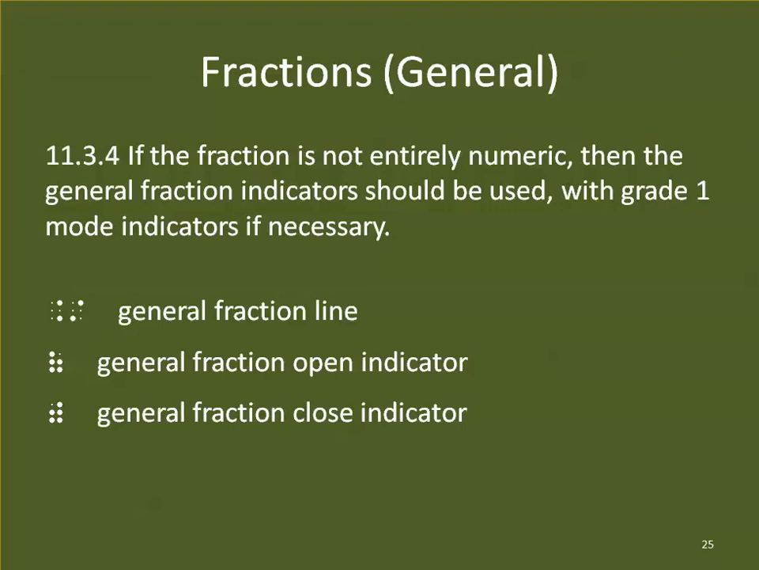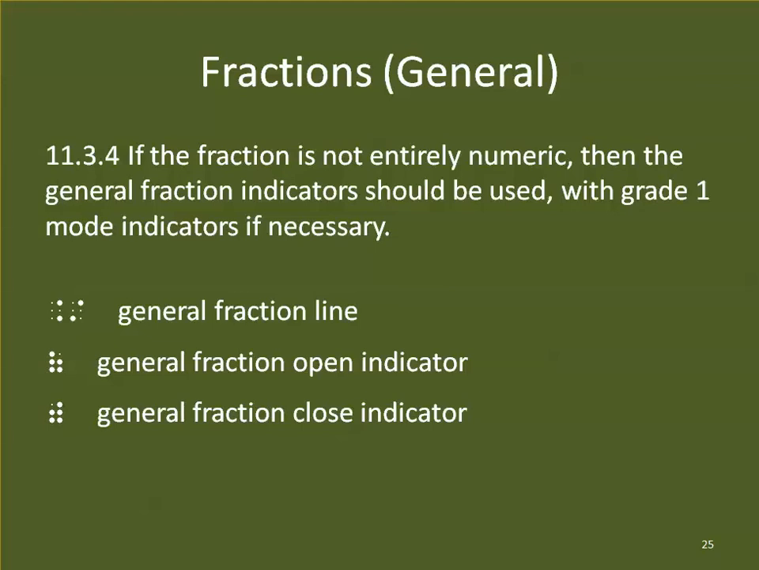That takes care of simple fractions. Then we'll talk about general fractions. General fractions are anything else other than numeric. So if the fraction is not entirely numeric, meaning it has something other than a numeral, a decimal point, comma, or numeric space, then the general fraction indicators should be used. And with those, you do need a grade 1 mode indicator if necessary. And often, most of the time, actually, it will be necessary.